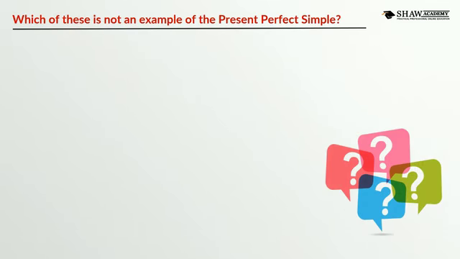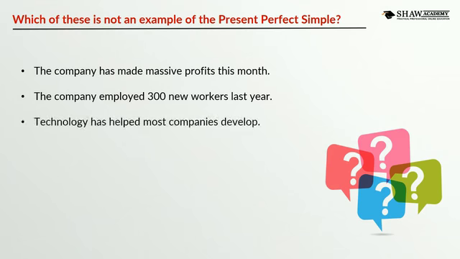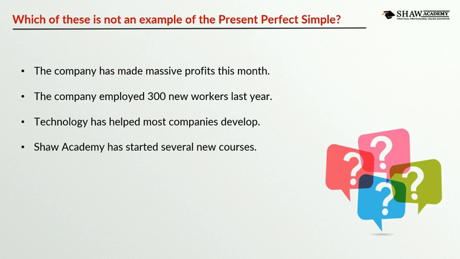So a question, guys. Which of these is not an example of the present perfect simple? The company has made massive profits this month. The company employed 300 new workers last year. Technology has helped most companies develop. Shaw Academy has started several new courses. So which of these is not the present perfect simple?